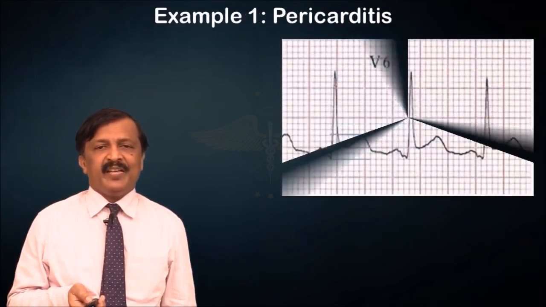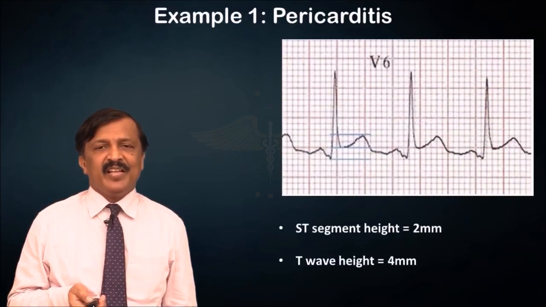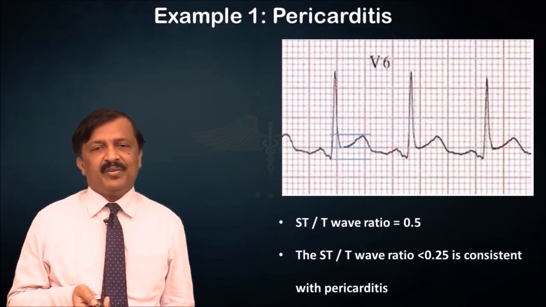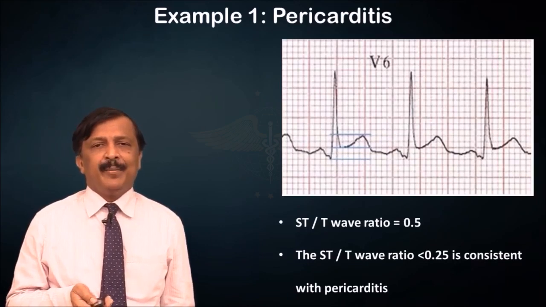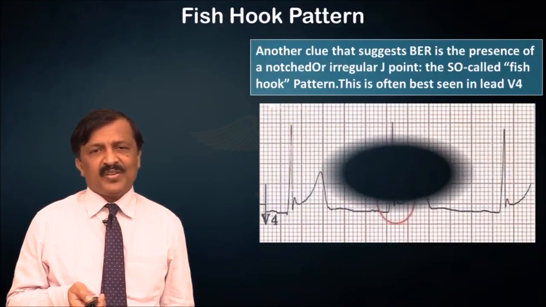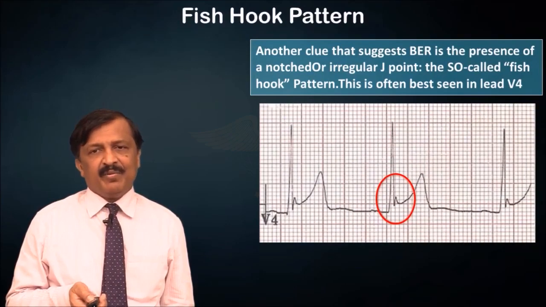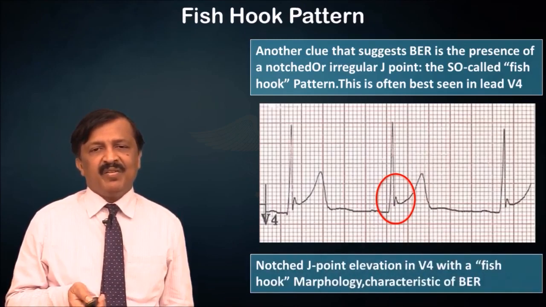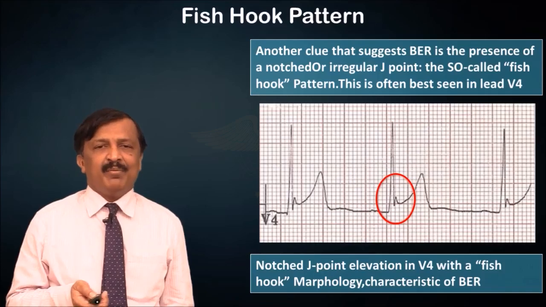Another example, here the T wave is around 4 millimeters, ST is around 2 millimeters, the ratio is 0.5, which suggests pericarditis. Less than 0.25 suggests early repolarization, more than 0.25 suggests pericarditis. So another important clue is if you get a fish hook sign, this is early repolarization. The fish hook pattern typically you see in V4, V5. Notched J point elevation in V4 with a fish hook morphology is a characteristic feature of early repolarization.